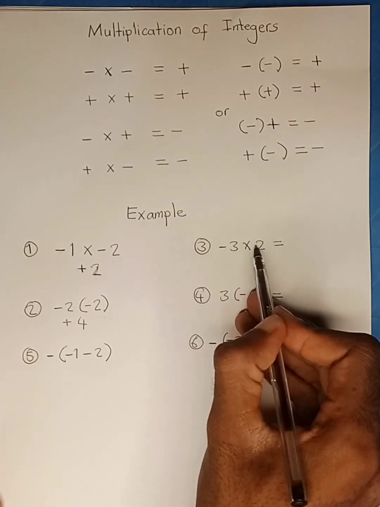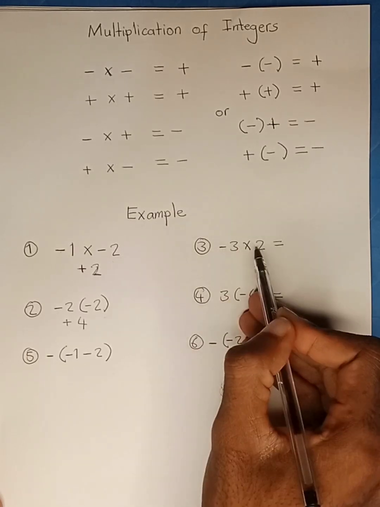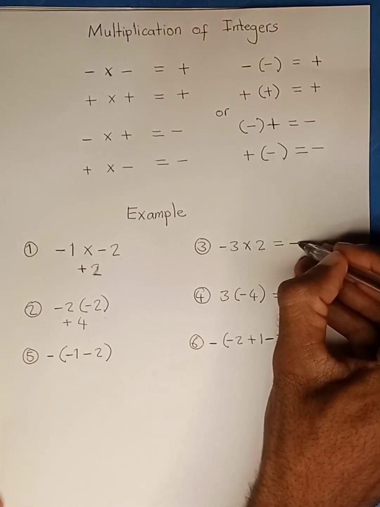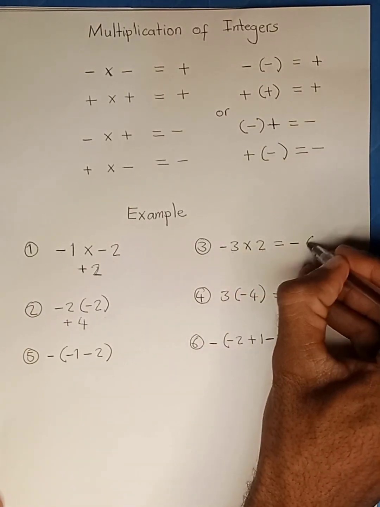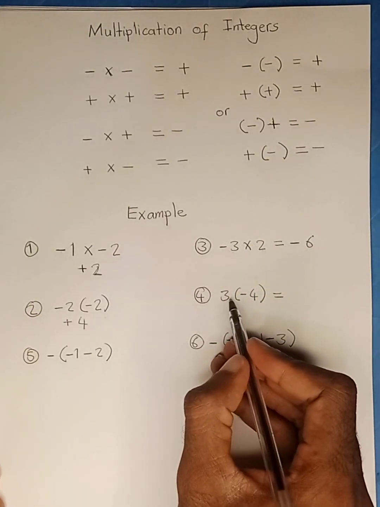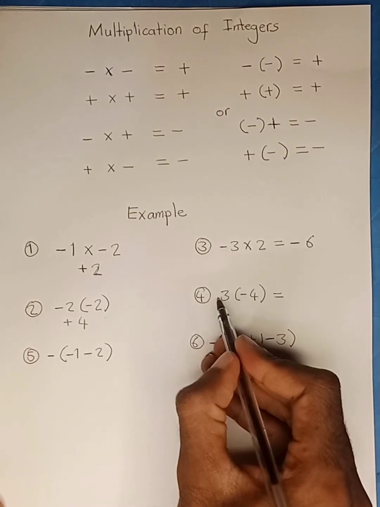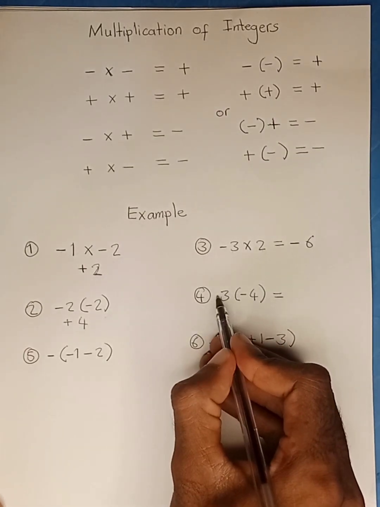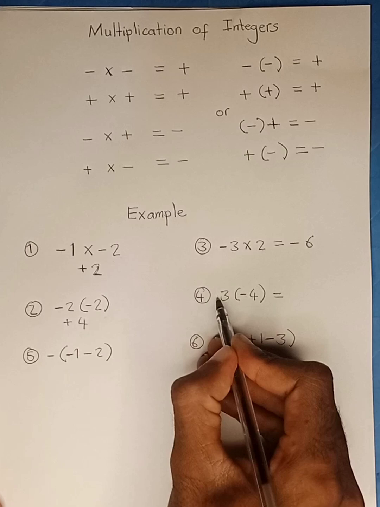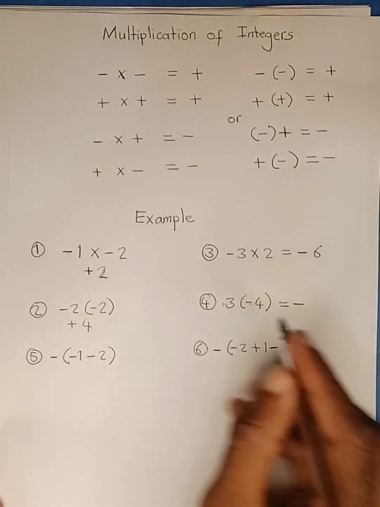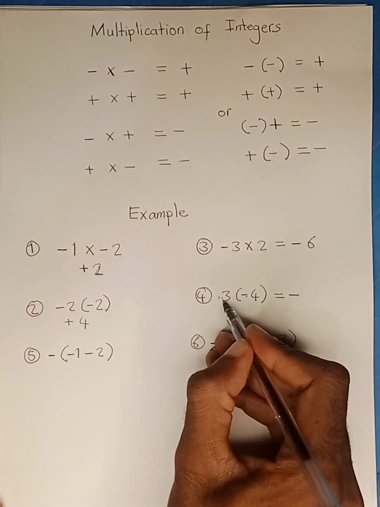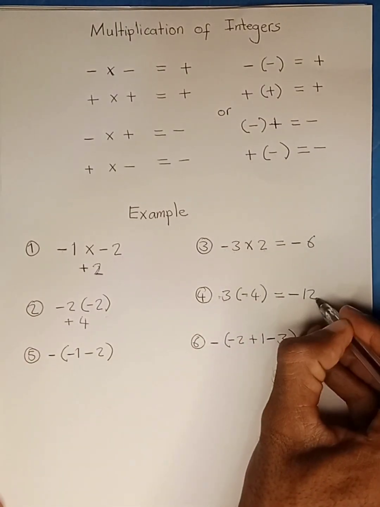So let us multiply the signs first. Negative times positive, we get negative. Now let us multiply the numbers. 3 times 2, we get a 6. Example 4, we consider the signs first. Here we have a positive and here we have a negative. Positive times negative, we get a negative. The signs are different. Now we can multiply the numbers. 3 times 4, we get a 12, like that.